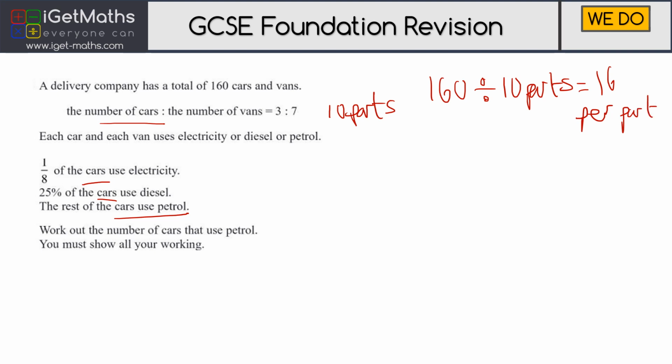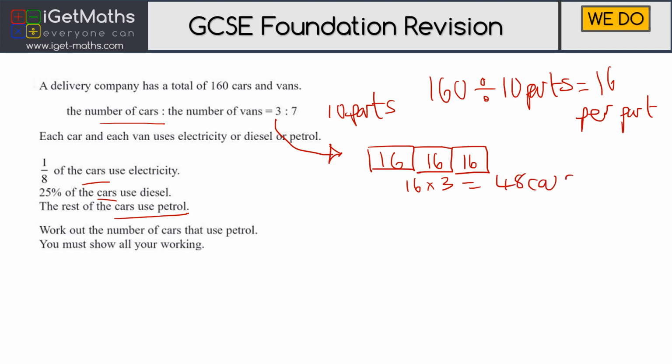So we want 3 parts of 16. So if I was to say that this was 16 times 3, that gives us 48 cars. So that's what we're working with, the 48 cars. So we want 1/8 of 48. So remember, when you do fractions of amounts, we divide by the denominator and then times by the numerator, telling us how many of them we want. So this one's easy because we just need to do 48 divided by 8, which is just 6 cars.